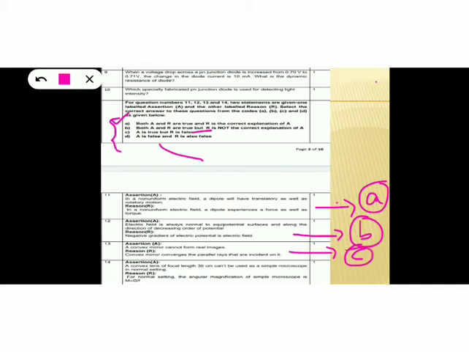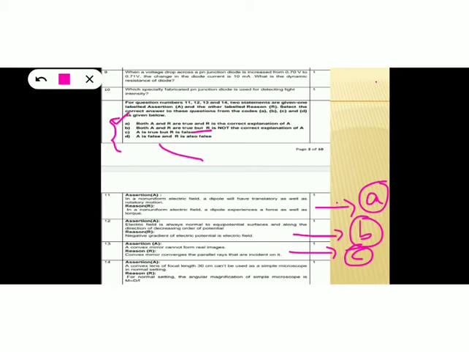Now, let's move on to the next question, the 14th one. What is the assertion? A convex lens of focal length 30 cm cannot be used as a simple microscope in normal setting. And what is the reason? For normal setting, the angular magnification of a simple microscope is M equal to D by F. So a convex lens of focal length 30 cm cannot be used as a simple microscope in normal setting. Yeah, it is true.